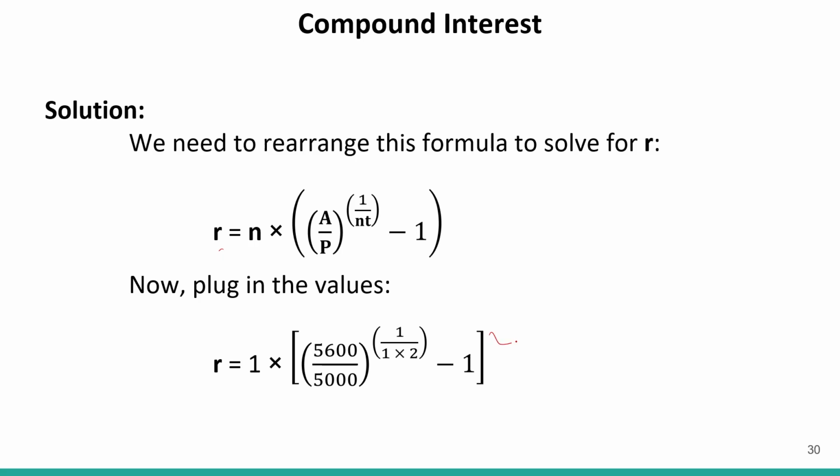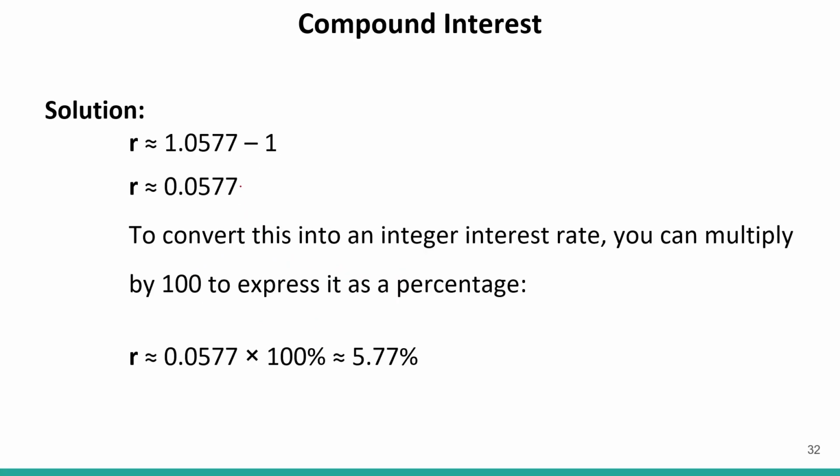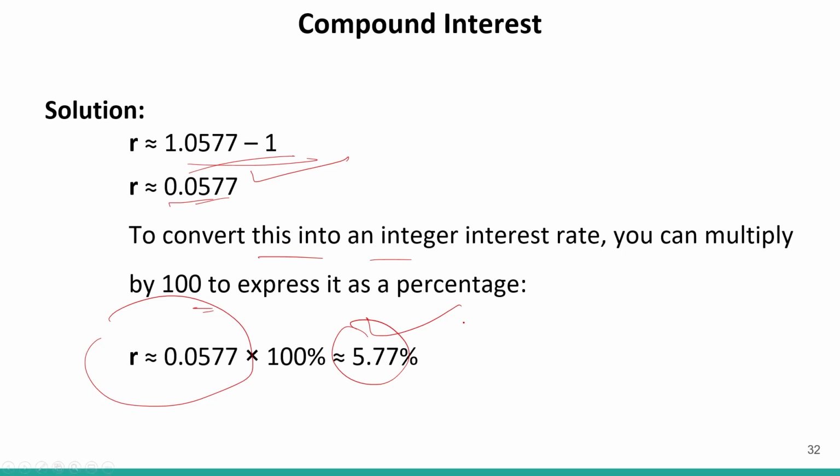Solving it further algebraically, we are left with R is equal to 1.12 to the power 1 by 3 minus 1. So calculating this root, it becomes something like this. R is equal to 1.0577 minus 1, which is 0.0577. To convert this into an interest rate, multiply it by 100, so we are left with 5.77%. Among all the options, only this one will be the correct one.